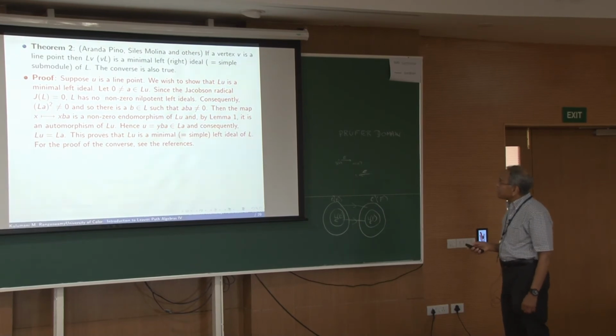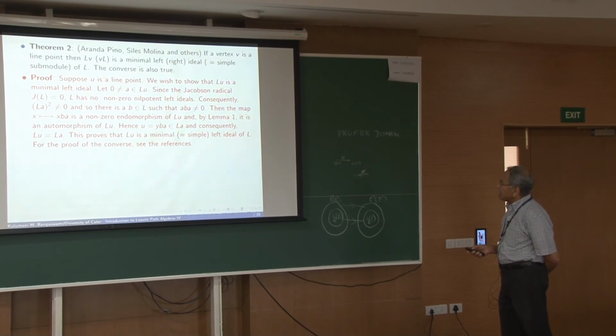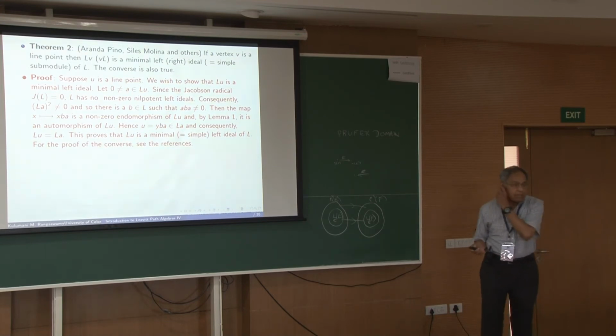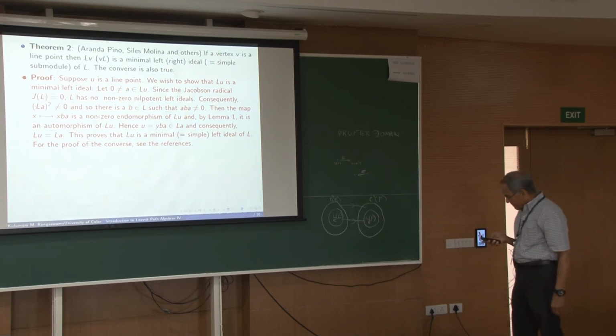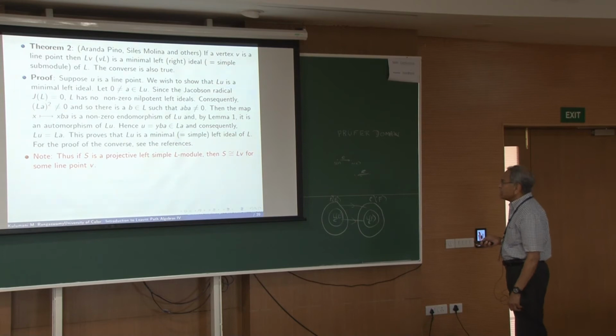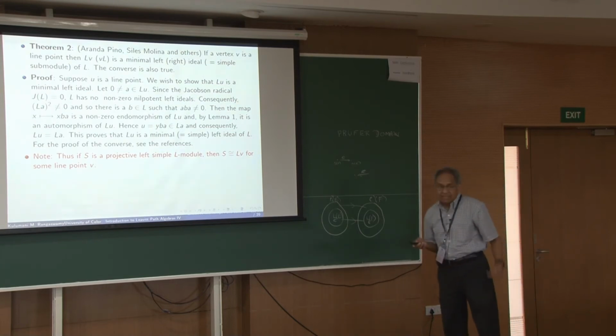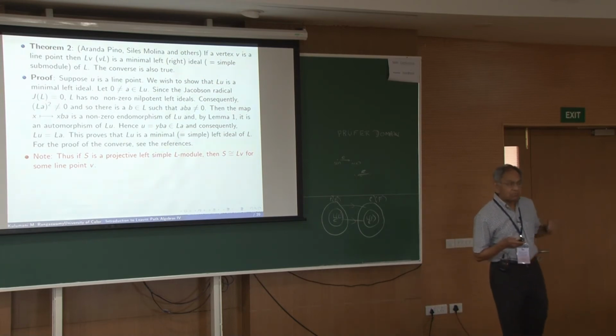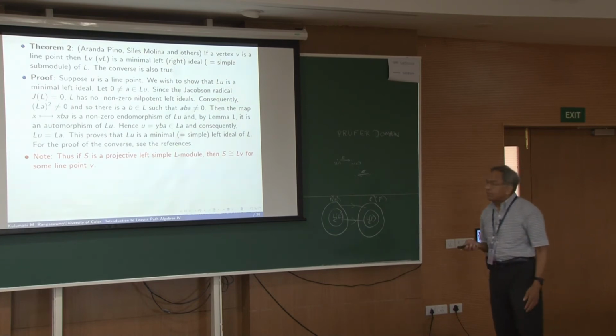So it is an onto map, which means the element U, which is a line form, will be of the form y times BA, which should be inside A here. Therefore, this shows that it is a simple left ideal, or a minimal left ideal here. And the converse is also true, but I won't go into details of that. Because it's an idempotent, it's a direct summand, and so it is a projective left ideal.